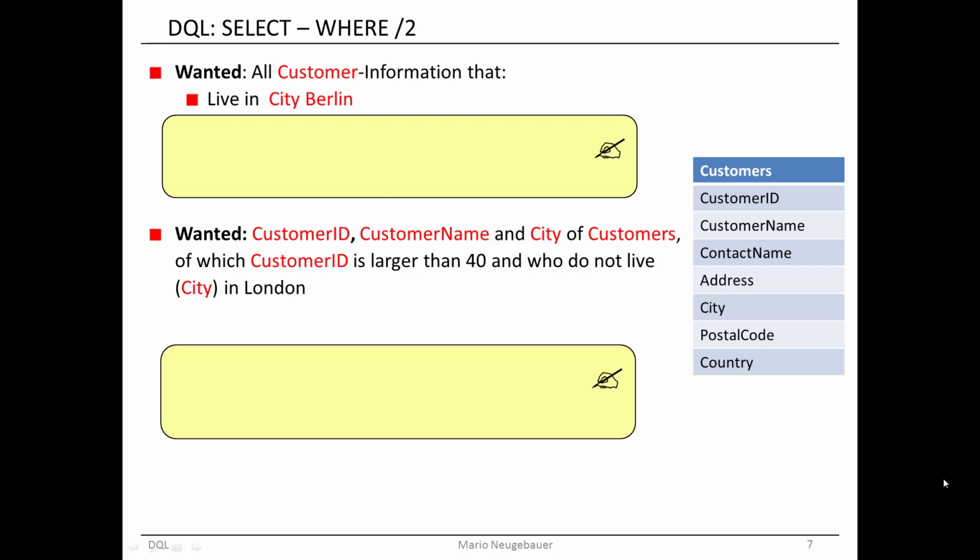So now let's have a look at two tasks regarding the customers table. Customers table you see here on the right side, and we should make some selection from this customers table, some selection with conditions. The first task is that we want all customer information. We do not want to select any specific columns. We want all customer information.